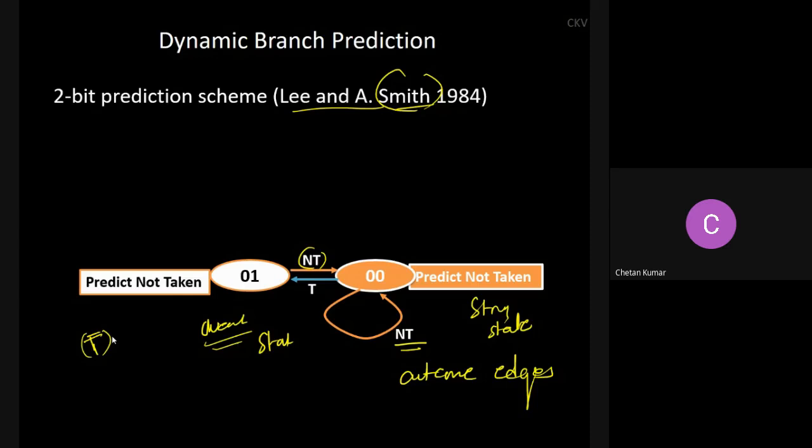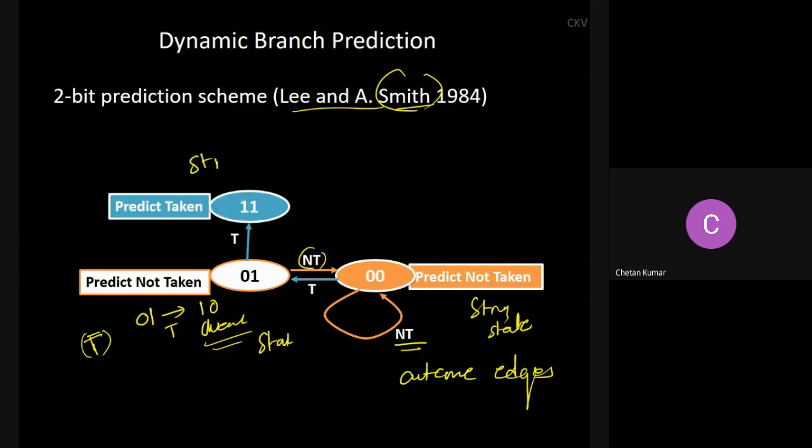Now, for the branch to be taken, it's possible that you go to either the weak state or the strong state. Earlier, when you were in the 0, 1 state and the outcome was taken, which state did you move to in the earlier state diagram? You moved to 1, 0. Here you will move to a different state. If it is wrong, you will move directly to the strong state. Once you are in the strong state, the original definition will apply again.